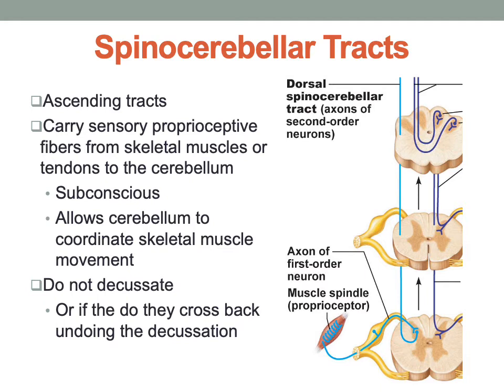These do not cross over, they do not decussate, or if they do, they cross back, so it undoes the decussation. So that means proprioceptive sensory information received on one side of the body is going to be received by the same side hemisphere in the brain.